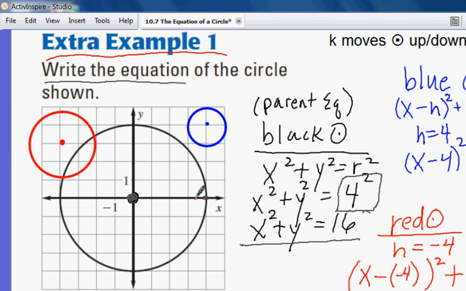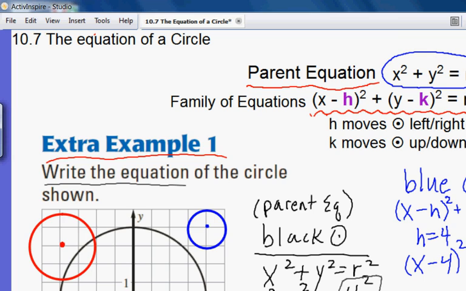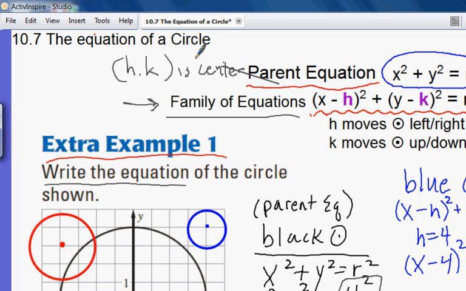Now let's look at some translated equations. Back up to the right, we have a family of equations. This is like the parent equation, but we've added 2 letters. After the x, we have a minus h, and after the y, we have minus k. H comma k is going to be the center of our circle. Those are the coordinates of the center, with h being the x coordinate of the center, and k being the y coordinate of the center. So let's see if we can put this to use.